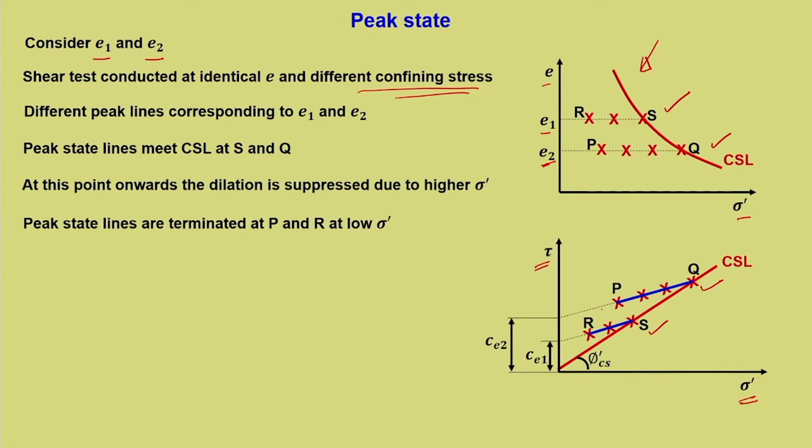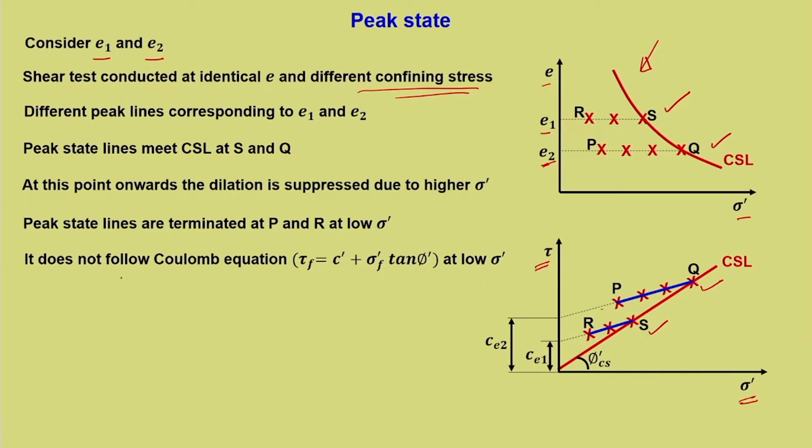Peak state lines are terminated at P and R at low sigma dash. Now, you can see here that it does not extend beyond this, because it is very difficult to find out or to simulate a condition of stress lower than this particular point P or R. So, peak lines are terminated at P and R at low sigma dash. Now, beyond this, it does not follow Coulomb's equation, tau is equal to c dash plus sigma dash tan phi dash, at low sigma dash.